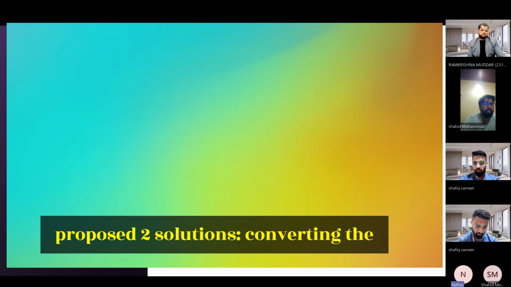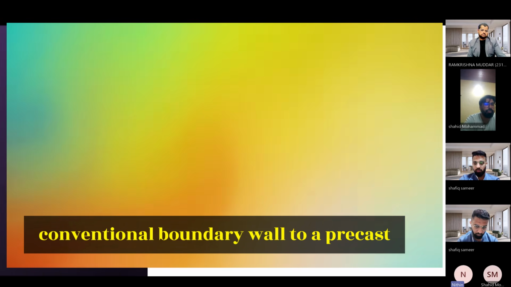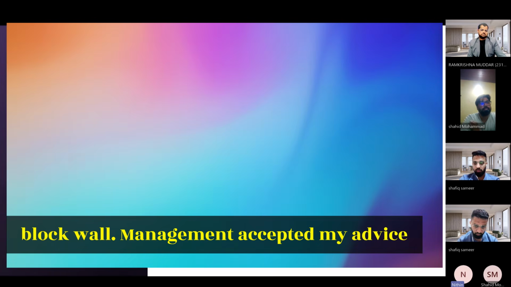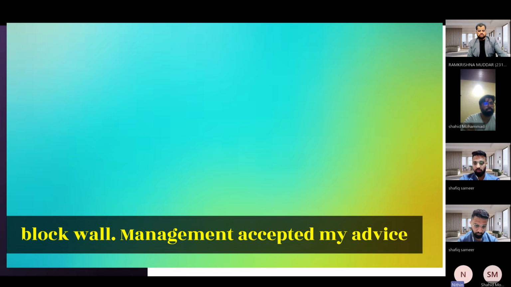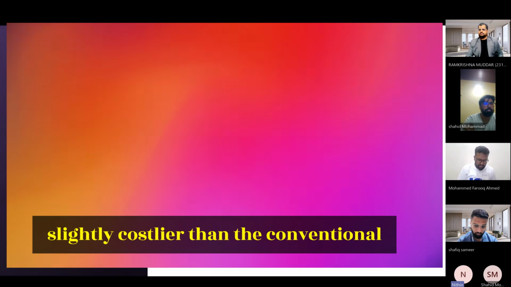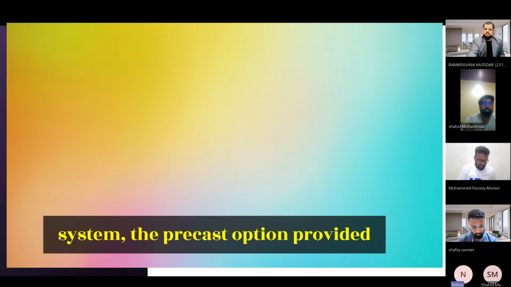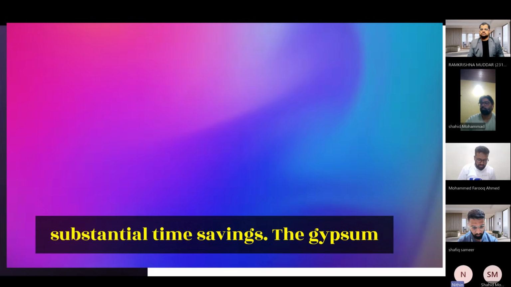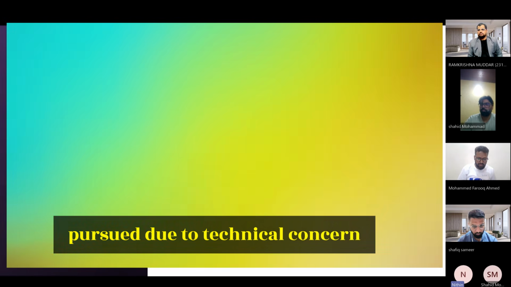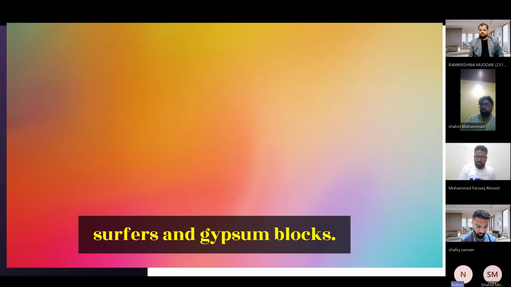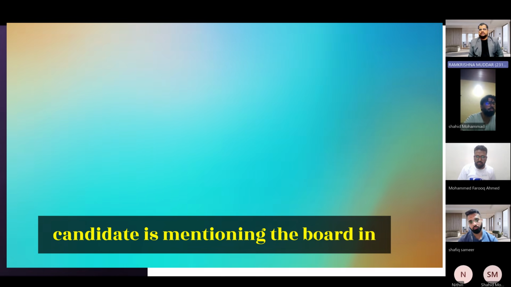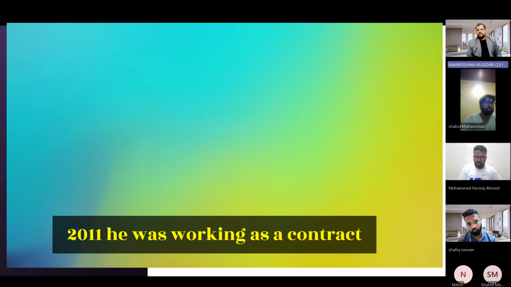I proposed two solutions: converting the conventional boundary wall to a precast boundary wall, replacing internal partition block walls with a gypsum block wall. Management accepted my advice on the precast boundary wall and presented it to the client. Although slightly costlier than the conventional system, the precast option provided substantial time savings. The gypsum block proposal, however, was not pursued due to technical concern regarding the joint between concrete surface and gypsum block.